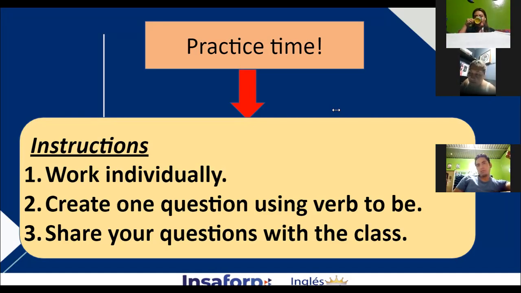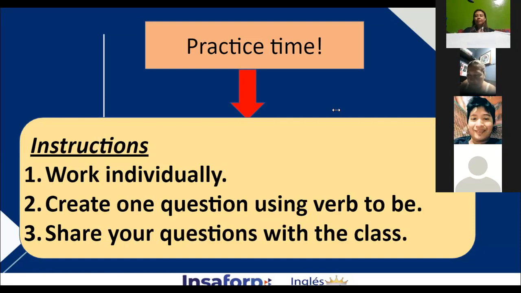Lo puedo sustituir por is. Is she? Is. Is he your sister? Is he your sister? Uh-huh. Is she your sister? David? Yes, she is. Very good.